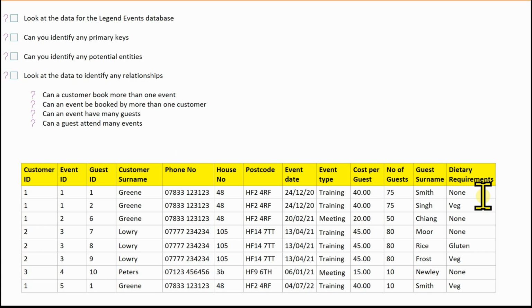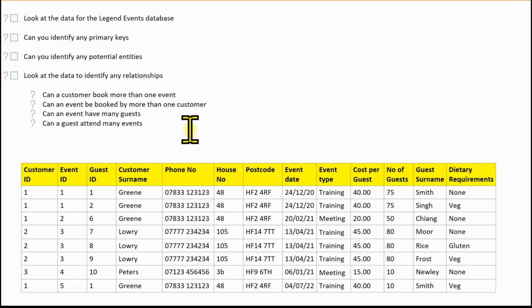Can a customer book more than one event? The answer is yes. For example, customer 1 has booked 1, 2, 3 events. Can an event be booked by more than one customer? So let's just have a look at event 1. It's only Green that's booked that. Let's have a look at event 3. It's only Lowry. That suggests to me that an event can only be booked by one customer.